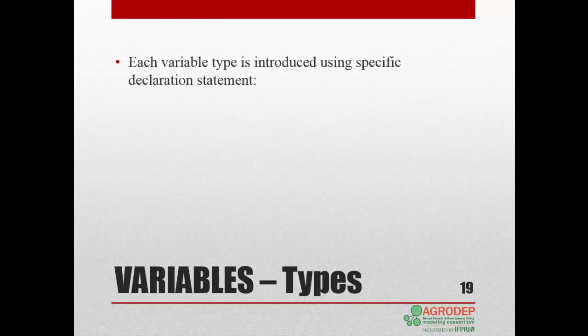There are many types of variables, and each one can be identified using specific keywords in the declaration statement. The following table associates the type of variables with its corresponding keyword.